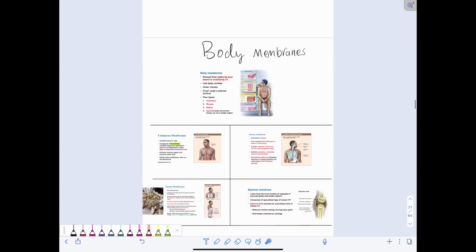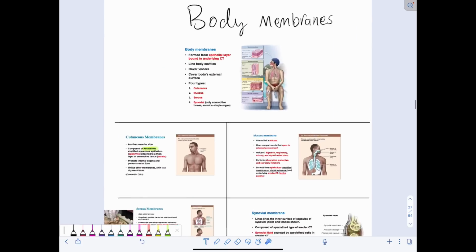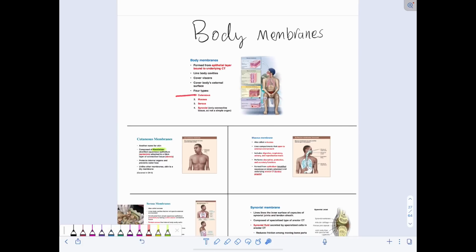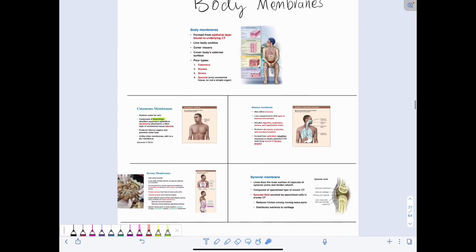Okay, so next thing to talk about are body membranes that you have to know. Look into cutaneous, mucous, serous, and synovial. Understanding that cutaneous membrane is keratinized, and that's what makes up the dermis and epidermis.